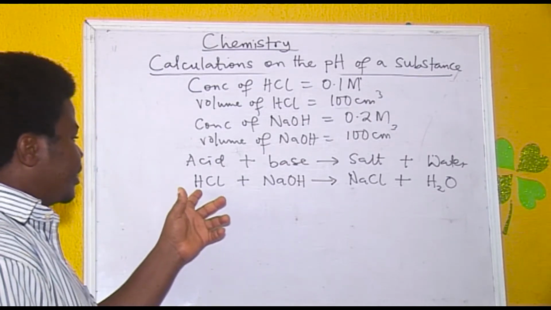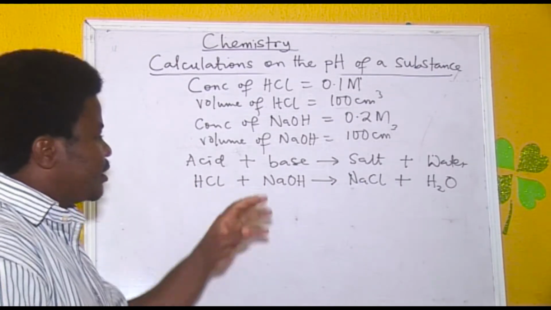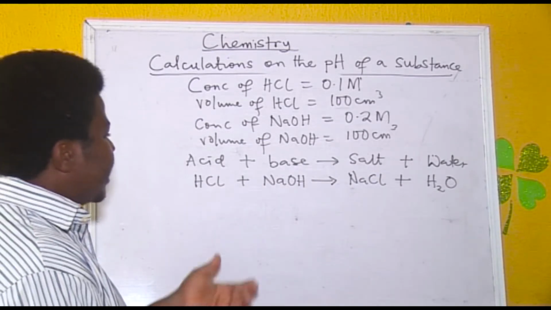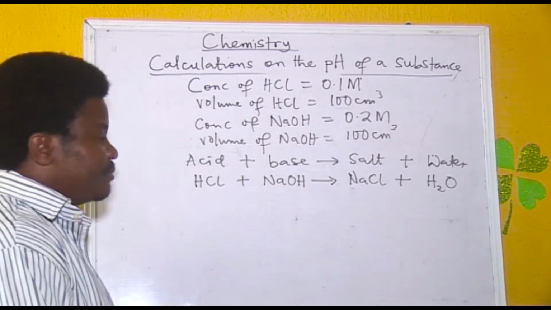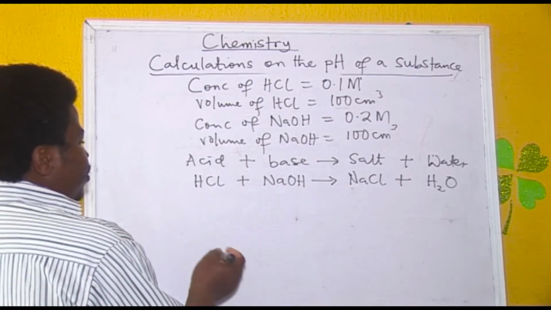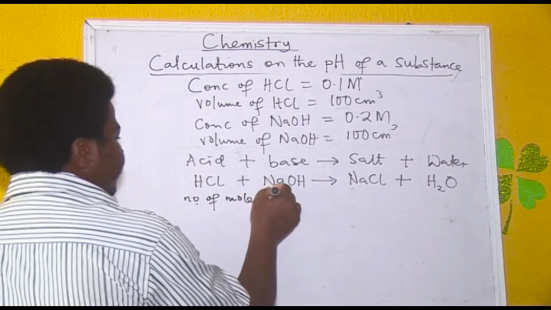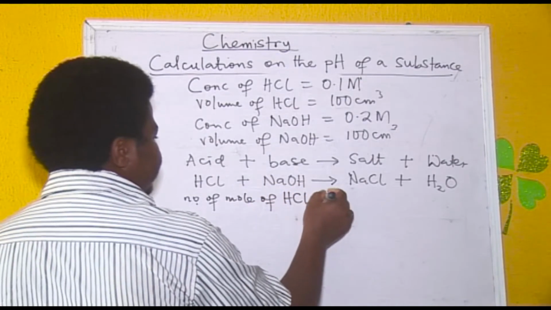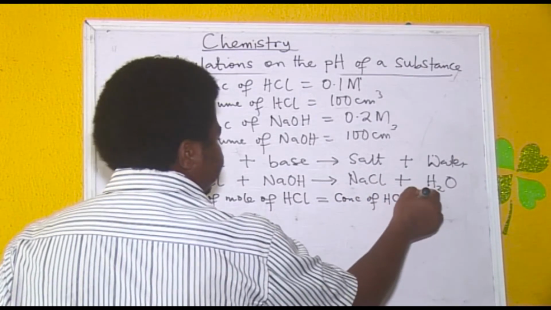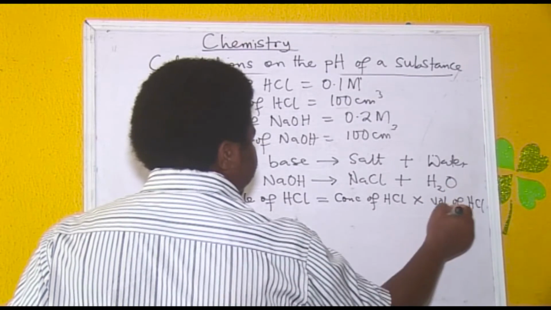If hydrochloric acid is in excess, it means the product will actually be slightly acidic. Then if sodium hydroxide is in excess, it means the product will slightly be basic. So from our basic mole concept, we know that the number of moles of hydrochloric acid will be the conc of hydrochloric acid times the volume of hydrochloric acid in dm cube.